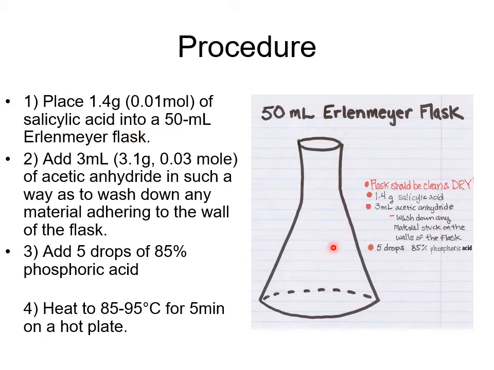your Erlenmeyer flask. You then add your 3 milliliters of acetic anhydride. You can weigh this. It's 3.1 grams, but you have to weigh it in the Erlenmeyer flask, which is 3 equivalents of this starting material. And you have to do it in such a way to make sure that none of the material gets stuck on the sides. You then add your catalyst, the phosphoric acid, 5 drops, and then you heat between 85 and 95 degrees Celsius for 5 minutes on a hot plate. Of course, when you're heating, you always have to be very careful. Please clamp everything, because otherwise you could injure yourself.